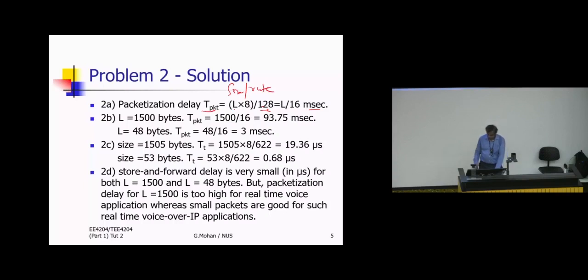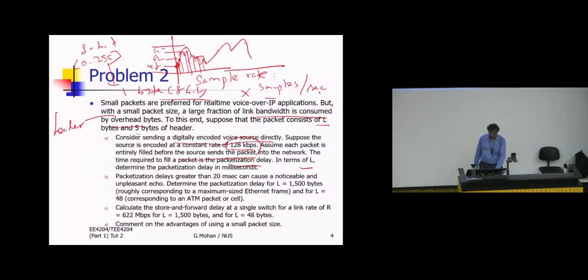Now, question 2b. Packetization delays greater than 20 milliseconds can cause a noticeable and unpleasant echo. This is real time. It's not that you store the voice file, then transmit it, or a video file, then transmit it. No, it's happening in real time. So packetization delays greater than 20 milliseconds are not desirable, because that can be noticed at the other side as an unpleasant echo.